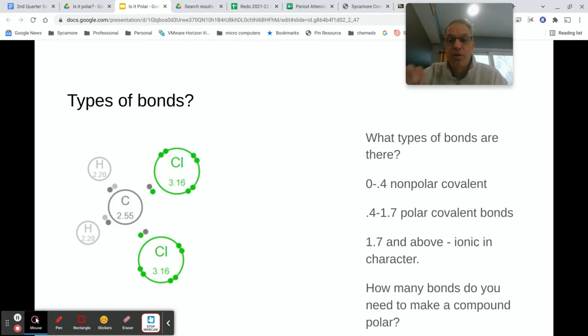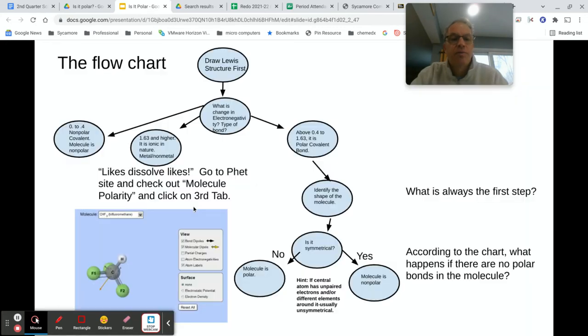As long as you find one, it could be a polar compound. We don't know for sure yet. Okay, so if we go back and look, we've looked at the electronegativities. We've done the Lewis dot structure. We looked at the electronegativities. Hey, guess what? There's at least one bond that's a polar covalent bond, the C-Cl bond.